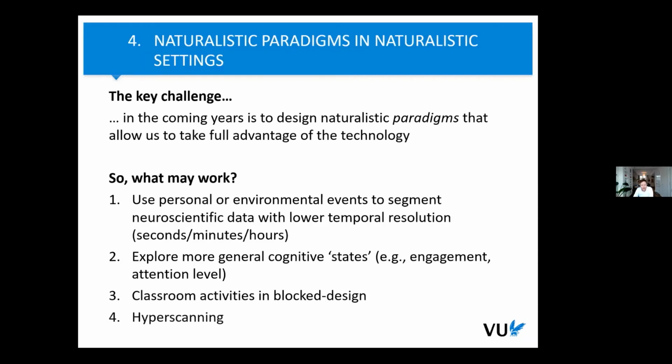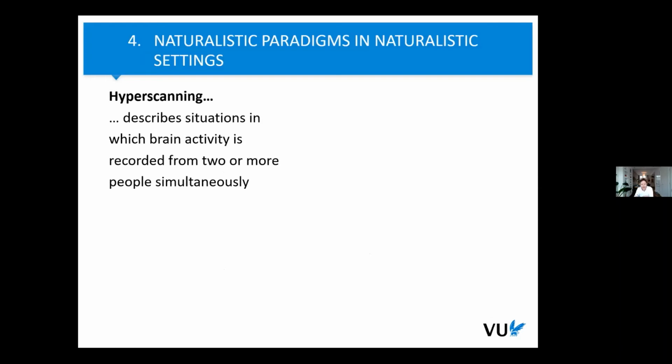So something which seems very suitable for these naturalistic studies is hyperscanning. I'll explain what that is. Hyperscanning describes situations in which brain activity is recorded from two or more people simultaneously. It's also called second-person neuroscience because it allows us to really study the interaction between brains and not only one brain in isolation.